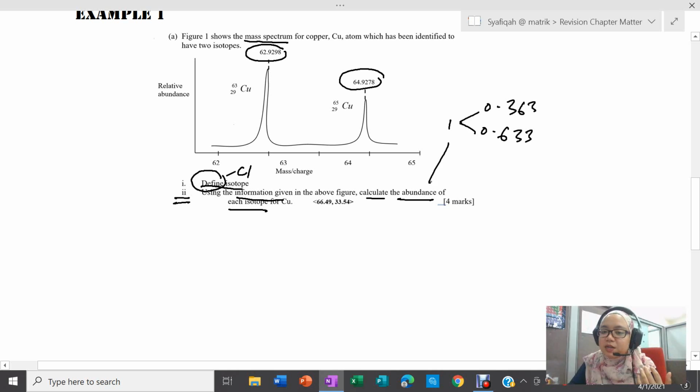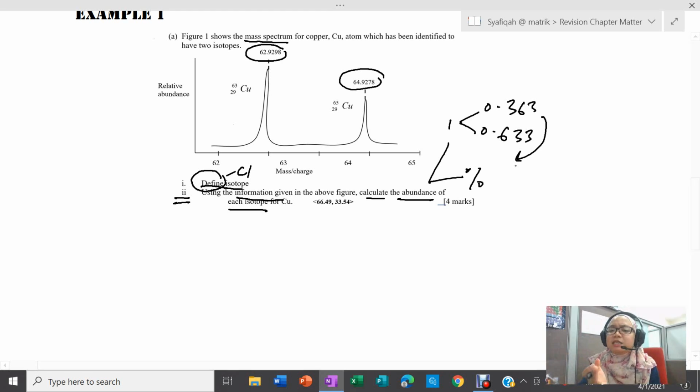Okay, ada satu lagi in terms of percentage. You have to convert this into percentage. Maksudnya you kena times dengan 100%. Itu pun boleh juga. So kalau question ni dia just ask calculate the abundance, then you boleh jawab dalam bentuk ratio or dalam bentuk percentage abundance. Kalau soalan memang spesifikkan calculate the percentage abundance, then you have to find the abundance in terms of percentage. Okay, so let's do this question together.